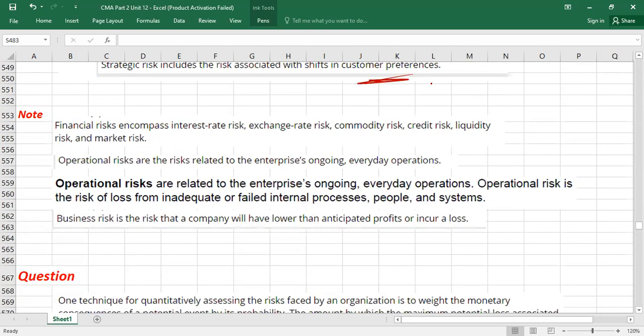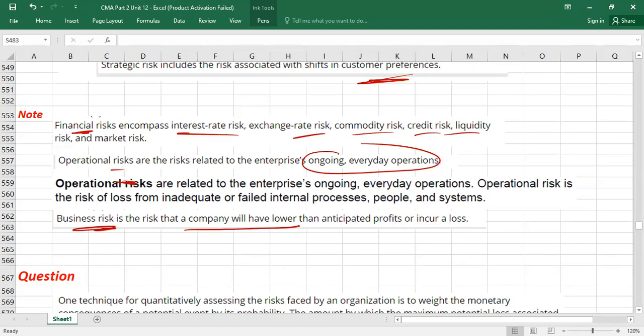Because change in customer preference always falls under strategic risk. Financial risk means the risk of exchange rate, interest rate, commodity risk, credit risk, liquidity risk. Operational risk, I told you, is risk related to the enterprise's ongoing everyday operations, which can arise due to failure of internal process, failure of people, or failure of system. Do you remember this definition, right? That is operational risk. Then business risk, I told you, is that the company will have lower than anticipated profit or incur a loss. It is more because change in customer demand falls under strategic risk.